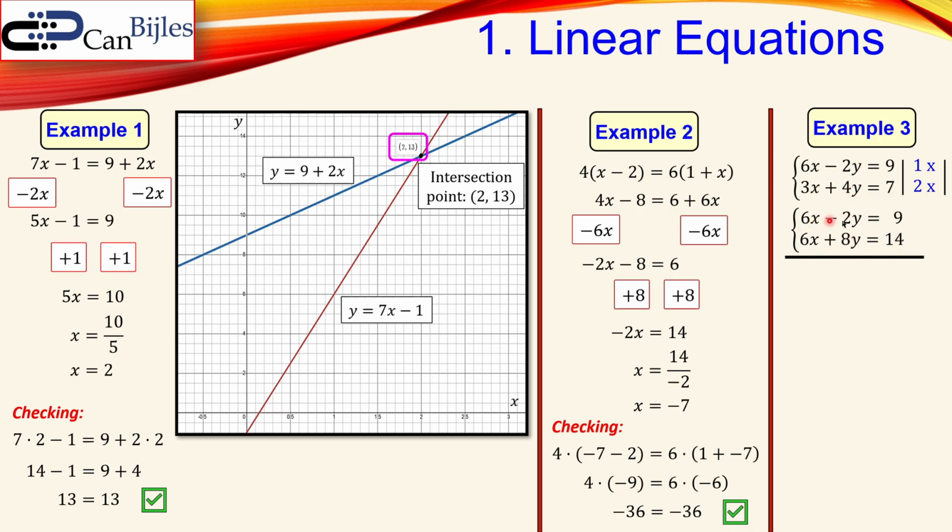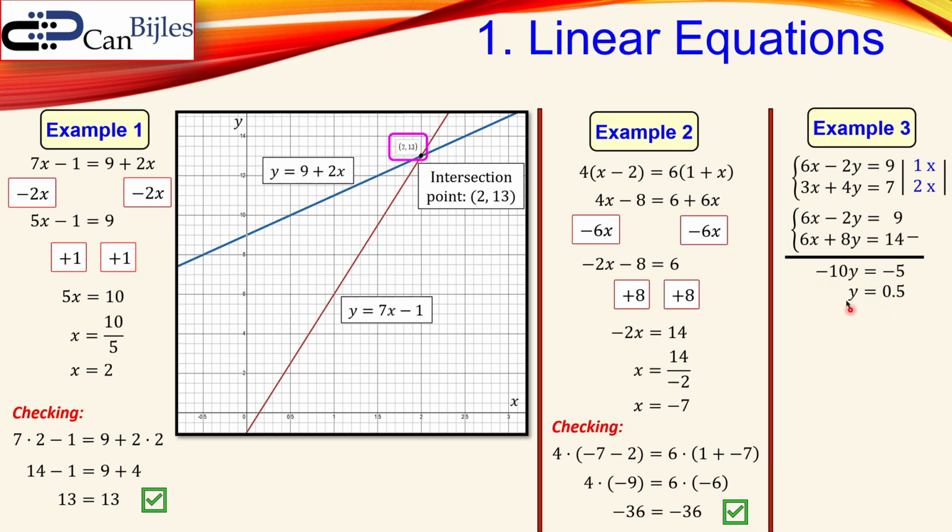And now we can say equation number 1 minus the equation number 2, and then we will have minus 2y minus 8y is minus 10y is equal to 9 minus 14 is then minus 5. So y is then equal to minus 5 over minus 10 will be 0.5. So we have our y.